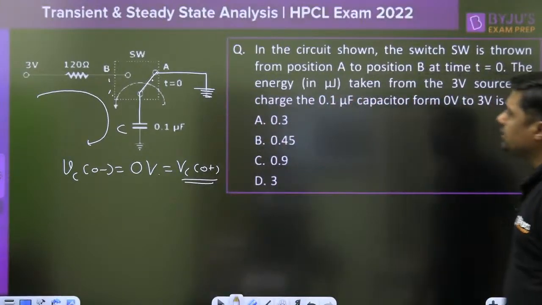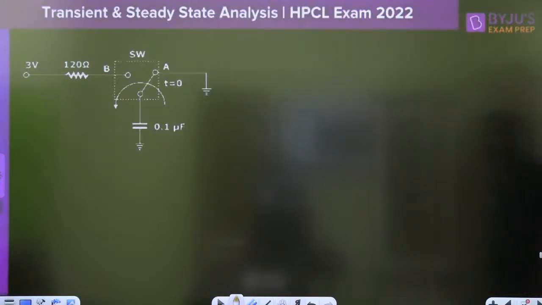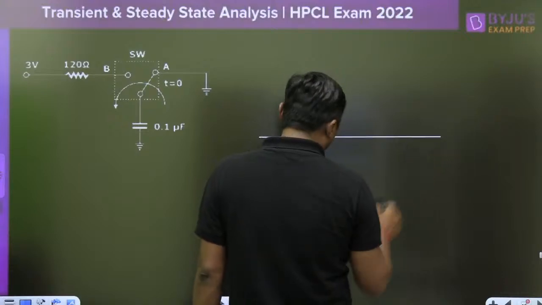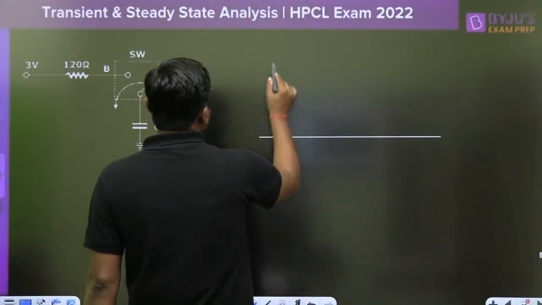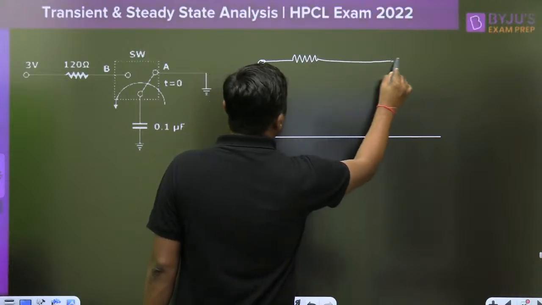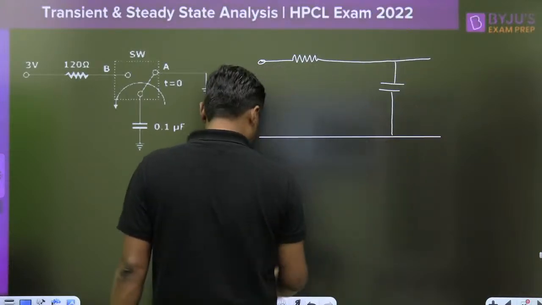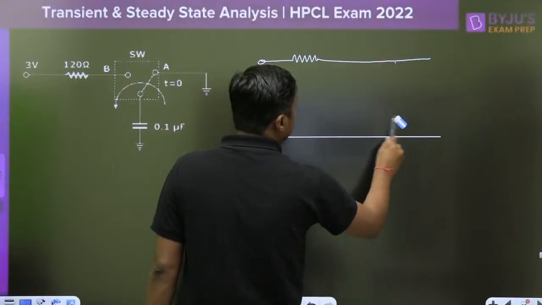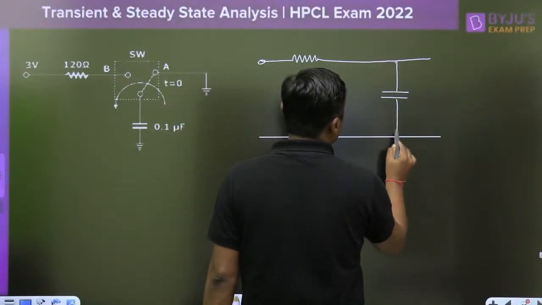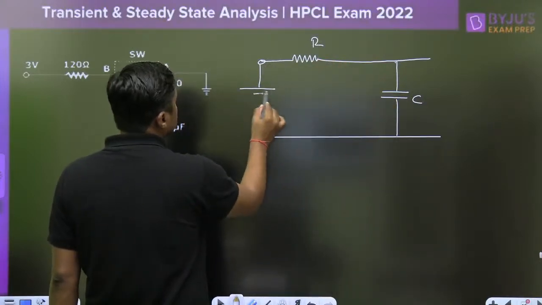So what is the value here? Now when I want to solve this question, very simple one. First of all, we have to find the initial value, then this is the resistor and that is the capacitor. RC, the 3 volt is connected here.